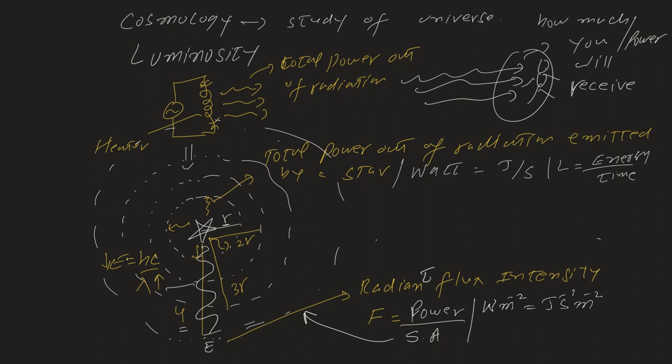Now, if you would like to derive the formula for it, you write F is equal to power, which is the luminosity of the star and remains constant, over the surface area of this sphere, 4 pi d squared. D is equal to 4r in this case. So this is the formula to calculate radiant flux intensity. F is radiant flux intensity, L is luminosity, and D is the distance between the center of the star and the center of the Earth.